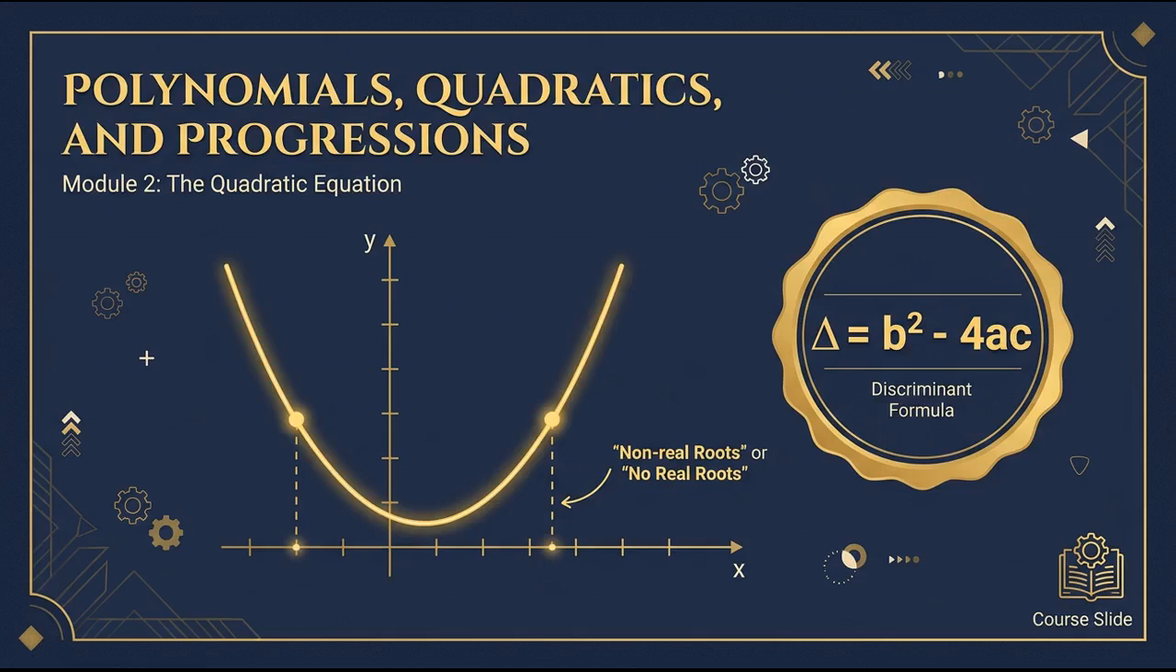Additionally, you can determine the nature of a quadratic's roots using the discriminant. A negative discriminant indicates that the roots are non-real, and since the coefficients are real, these roots will always occur as a complex conjugate pair.